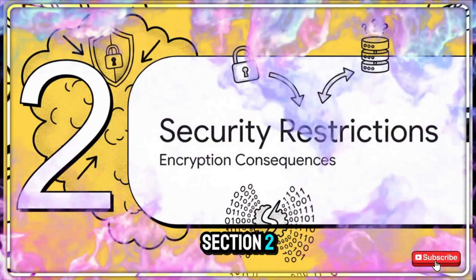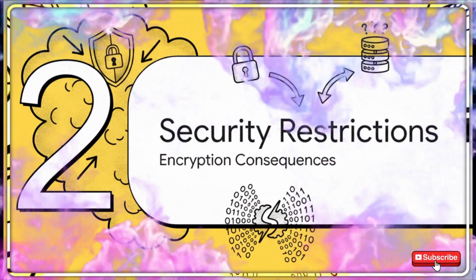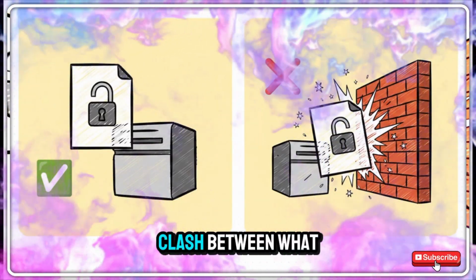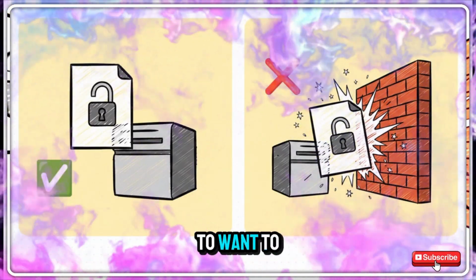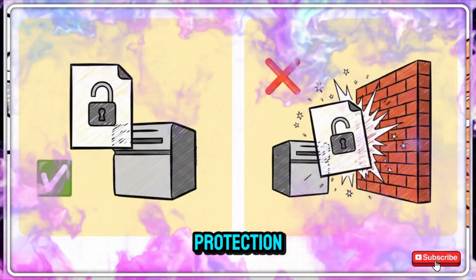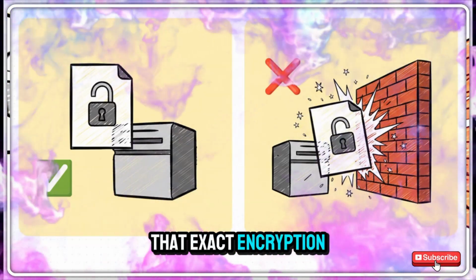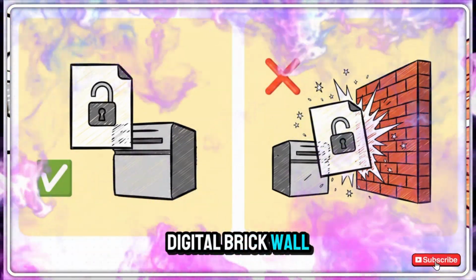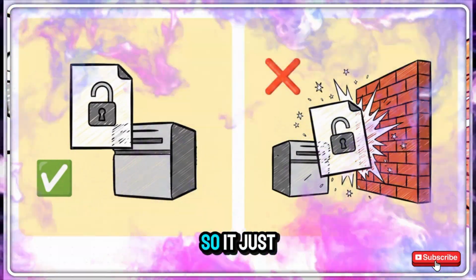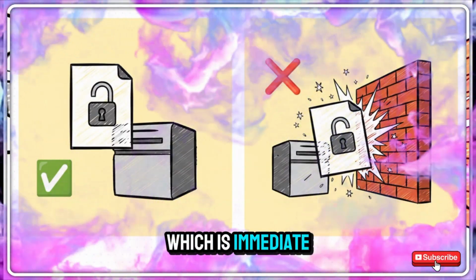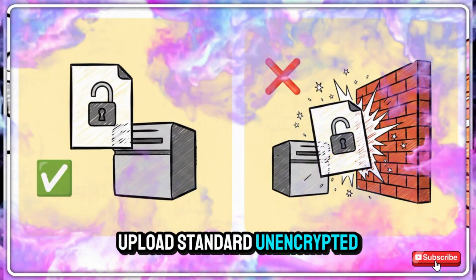Moving right along to Section 2, Rule 1, Security Restrictions, and the unintended consequence of encryption. Now, this rule addresses a really classic clash between what the user wants and how the system is actually built. It's totally natural to want to encrypt your files or use password protection, especially with highly sensitive corporate or personal data. But here's the catch. That exact encryption acts like a massive digital brick wall. The automated gatekeeper literally cannot see inside an encrypted file to verify its format, so it just defaults to a safety protocol, which is immediate rejection. To get past the gate, you absolutely must upload standard, unencrypted PDFs.